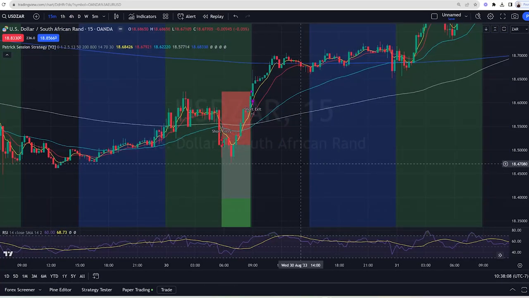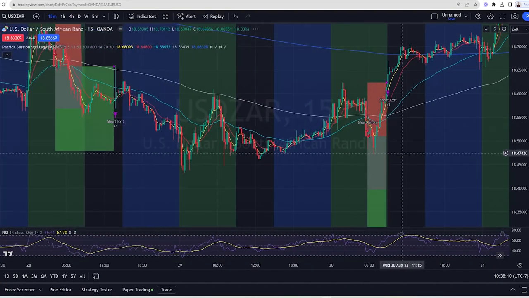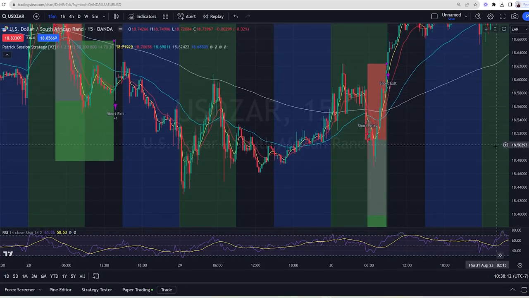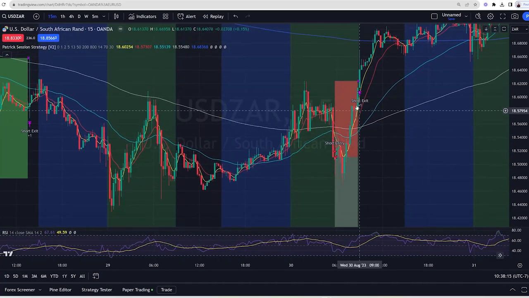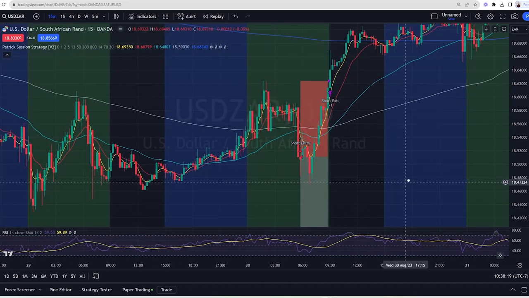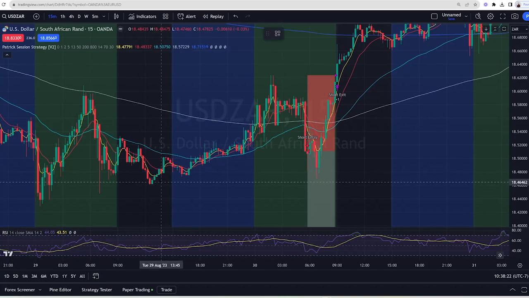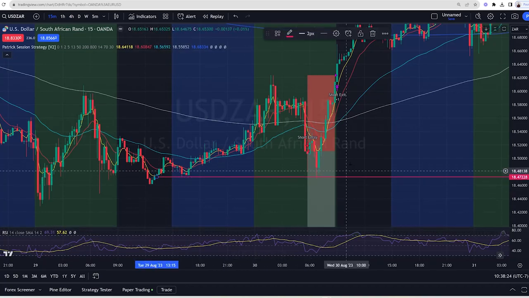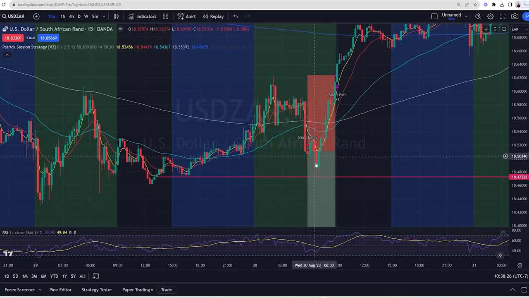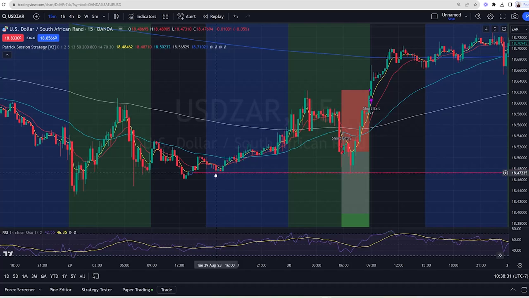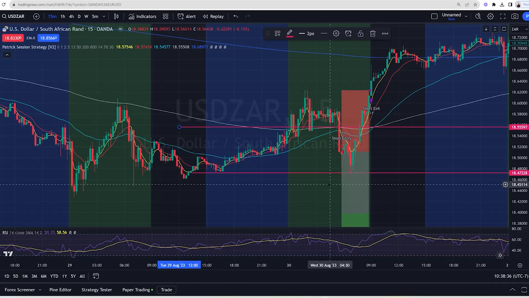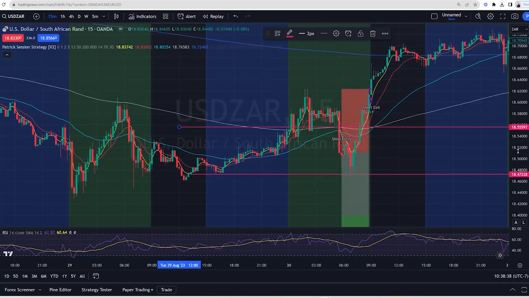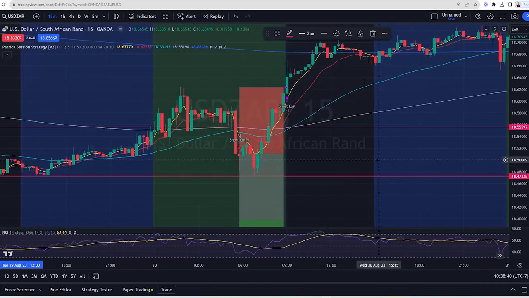Want to jump over here really quick. So check this out. This is another example of a trade. This one was a loser. Okay. So I'm going to identify the bottom. Look at that. We'll talk about it. I'm going to identify the bottom of the Asian range. And then I'm going to identify the top. Okay. Now check this out.